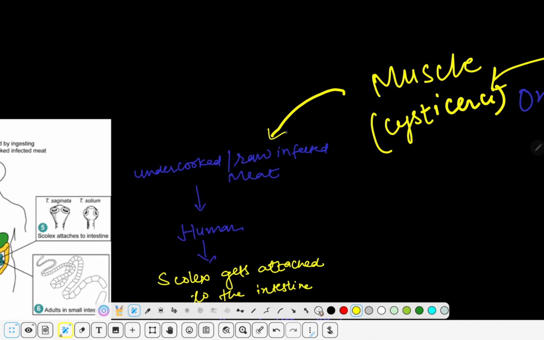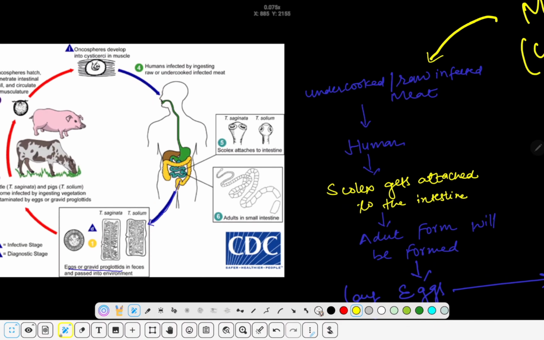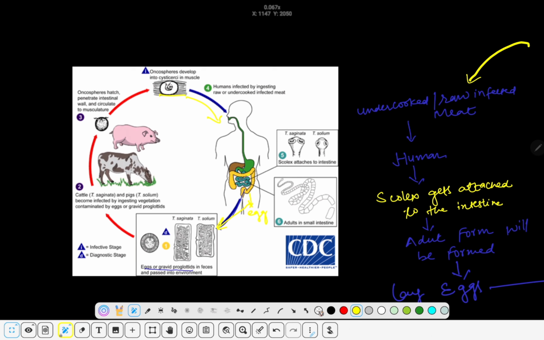So let's recap what's actually happening here. There is a man eating undercooked or raw meat containing cysticerci, and from there the scolex gets attached to the intestine. This scolex, after the feces get contaminated, produces eggs, and these get passed on into the environment.